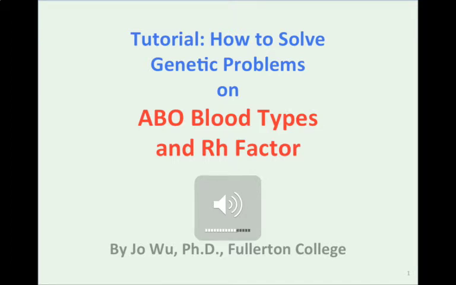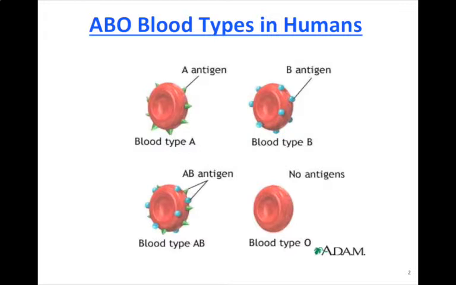This tutorial will show you how to solve the genetics problems regarding ABO blood types and the Rh factor. There are many different types of markers on the surface of our cells, but one of the most important ones is the one called the ABO blood types.